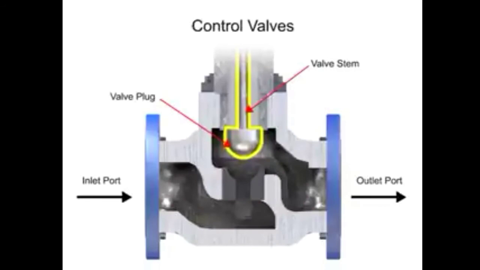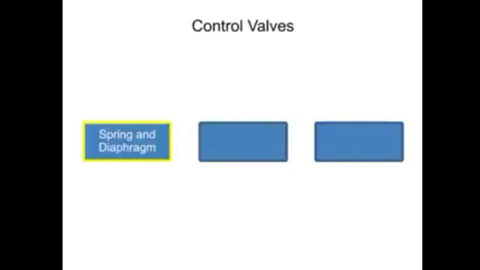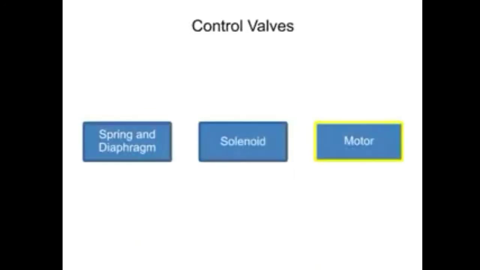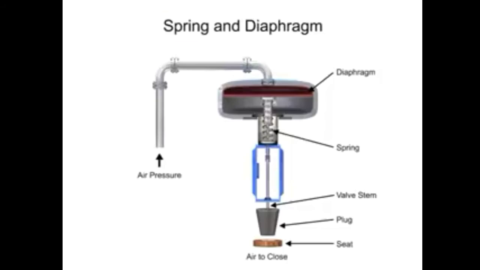Three actuator types are used in control valves, and they include spring and diaphragm, solenoid, and motor. As the name suggests, the spring and diaphragm actuator uses a spring and a diaphragm to move the valve stem and plug. A 15 psi pneumatic signal enters the housing at the top of the actuator.